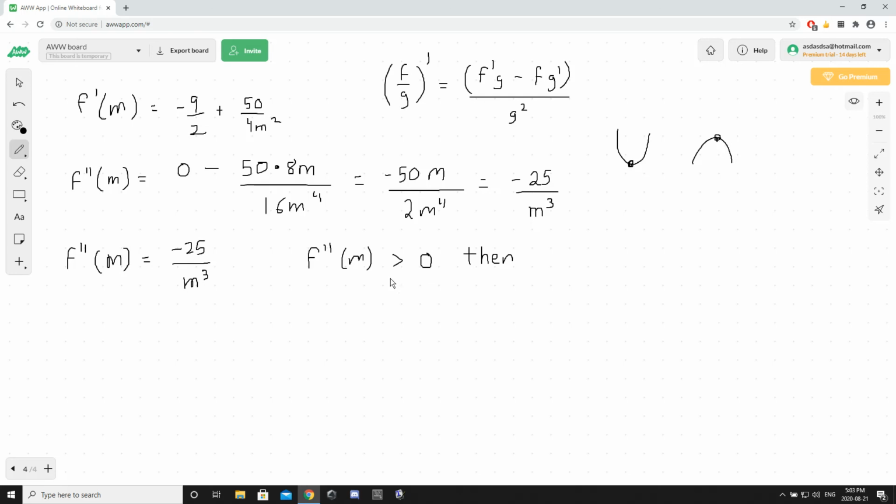Okay, and here's the thing. If the second derivative is positive, then that tells you that it's actually concave up around your turning point. And that means, around your critical point. And that means that your critical point is a minimum. Okay?